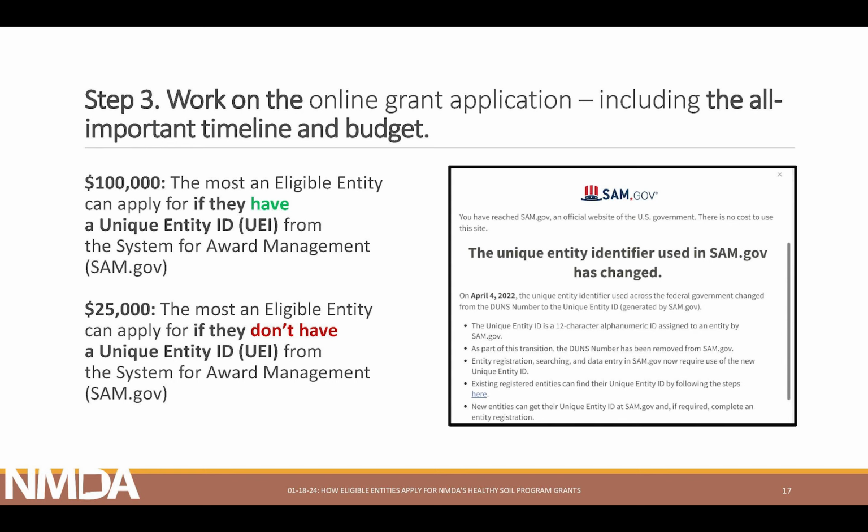If your entity does not have a UEI, $25,000, as I said earlier, is the upper limit. Now, this word UEI may sound pretty alien to you. That's okay. This is a change made at SAM.gov back in April of 2022. So perhaps your entity has a DUNS number or had a DUNS number. UEIs are what replaced DUNS numbers. Again, our concern at NMDA is looking to see that eligible entities applying for big funding through our program actually have a proven track record of managing big funds. So that's the intent of this requirement and how it determines what level of funding you can seek for your project.